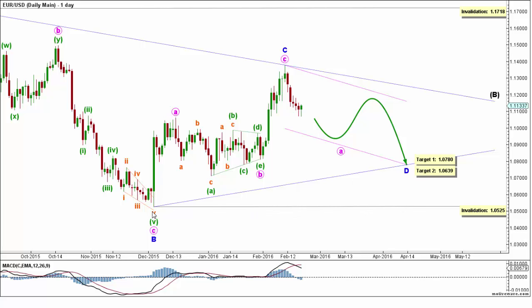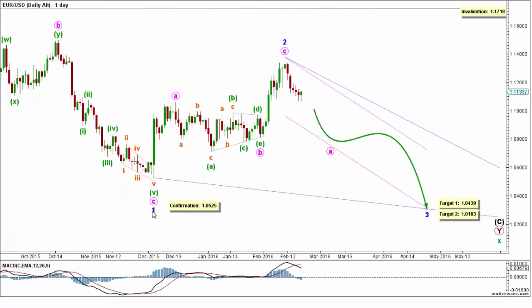Now let's take a look at our alternate count, which sees that intermediate wave B is already complete and that the euro is now moving towards the downside in intermediate wave C, which is forming an ending diagonal labeled minor waves 1 through 5. Within it, minor waves 1 and 2 are now complete, and this count expects the euro to continue moving towards the downside in minute waves A, B, and C to complete minor wave 3. This will be confirmed by movement below 1.0525.